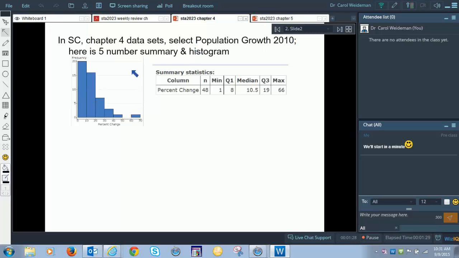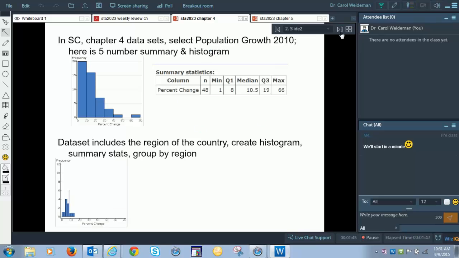This is a data set from chapter 4 called population growth. And I did a 5-number summary here. I have the min, Q1, the median, Q3, and the max. And then here's the histogram that accompanies the data. This data set also included the region of the country. This was looking at percent change in population growth.